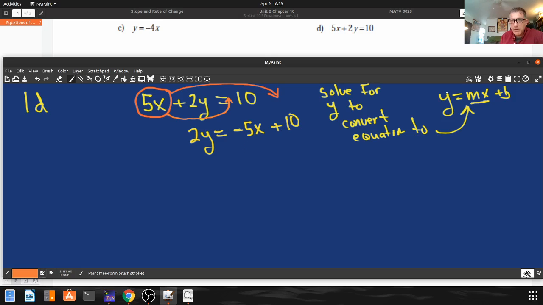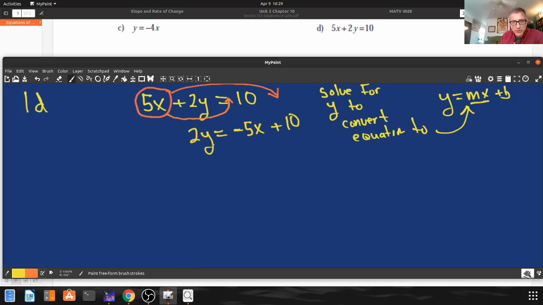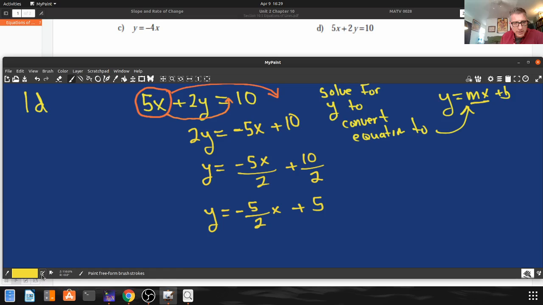So now what I want to do, I know what 2x is, so I need to know what 1x is. So I divide everything on both sides by 2. When I divide 2y by 2, that gives me y. And then minus 5x divided by 2 plus 10 divided by 2. So let's simplify. This is the same as y is equal to minus 5 halves times x, plus 10 divided by 2 is 5. And there I have what I was looking for.